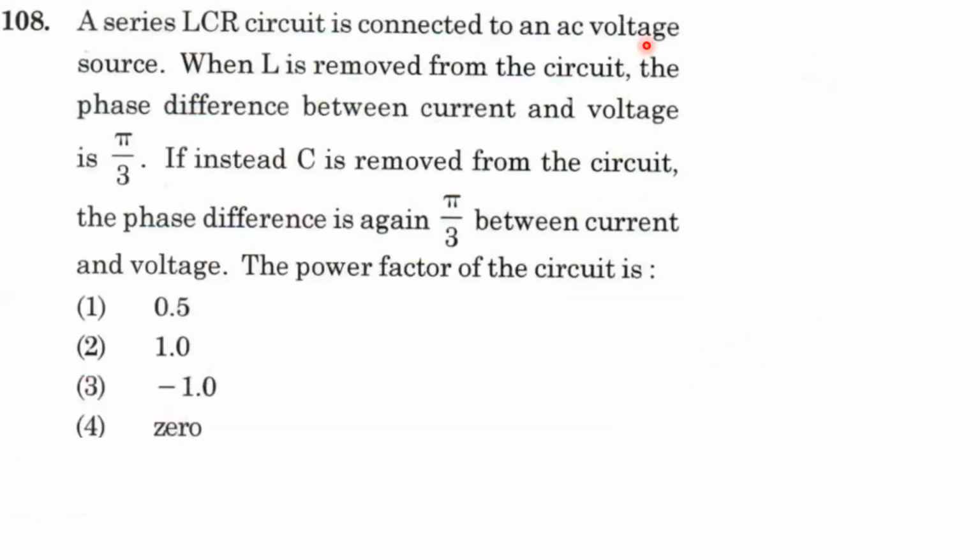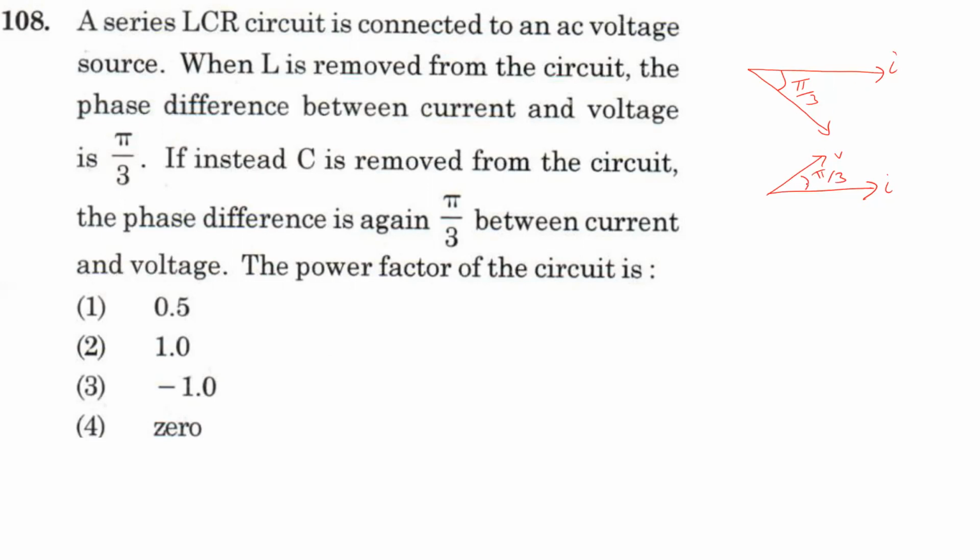A series LCR circuit is connected to an AC voltage source. When L is removed from the circuit, the phase difference between the current and the voltage is pi by 3. If instead C is removed from the circuit, the phase difference again is pi by 3 between the current and voltage. What is the power factor of the circuit? In this question, when we remove the inductor, the current will be in this direction and the potential in this direction, and the phase difference pi by 3 is given. In the absence of the capacitor, the current will be in this direction and the potential in this direction, so here the phase difference is pi by 3.